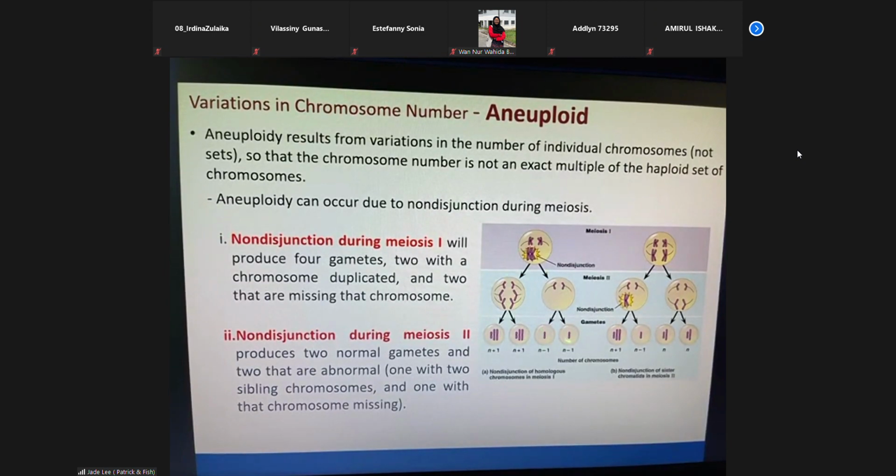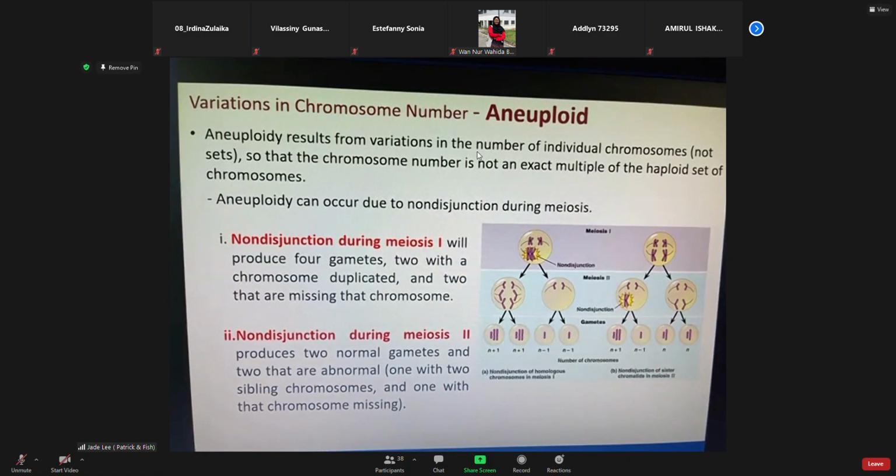Ya, di sini apa yang dia hasilkan di sini ialah dia ada extra set kan di sini. Karena dia tidak dipisah di sini. Non-disjunction, sepatutnya yang ini dia pergi ke sini kan? Satu ke sini, satu ke sini kan? Tapi dia tidak pergi. So, apa yang dihasilkan di sini, dia akan hasilkan tambah 1 di sini. So, you nampak ada 3 set di sini. Whereby di sini dia hanya 1 set saja. That's mean dia kurang 1, betul tak? Ini berlaku semasa meiosis 1.